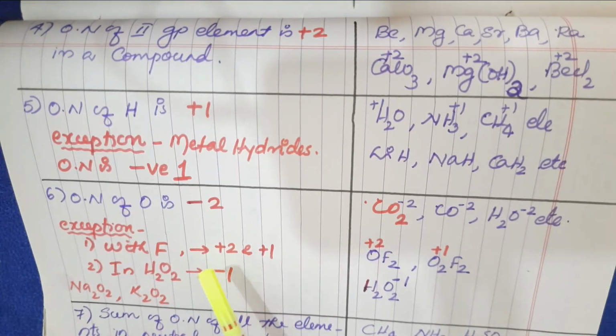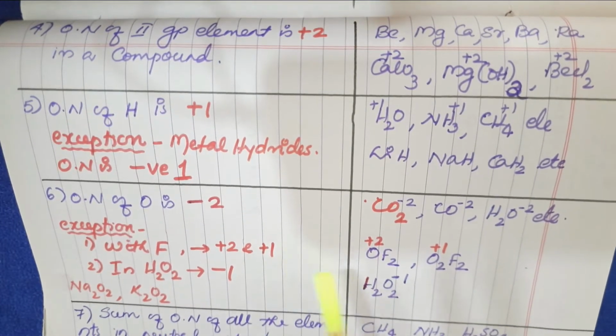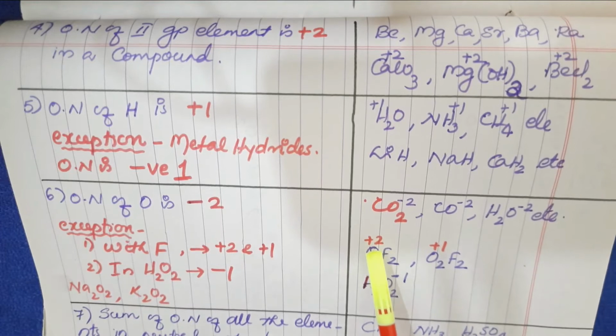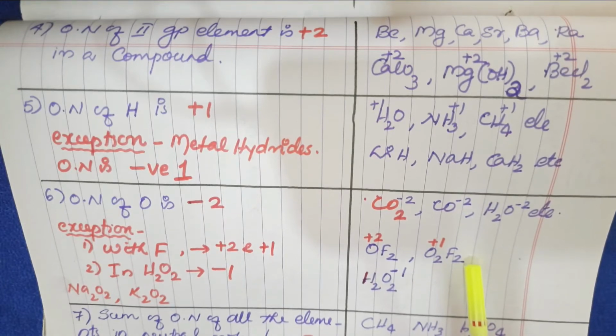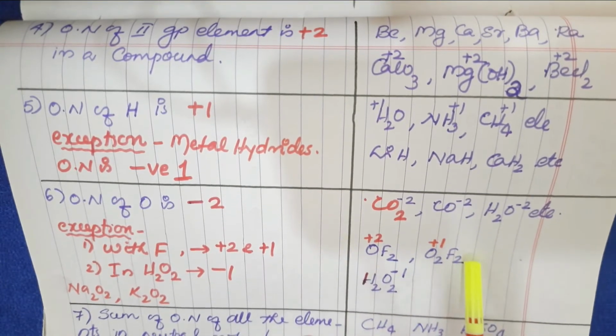With fluorine, the oxidation number of oxygen is +1 and +2. See here, OF2. In the case of OF2, the oxidation number of oxygen is +2. In the case of O2F2, the oxidation number of oxygen is +1. You have to study these two exceptional cases.